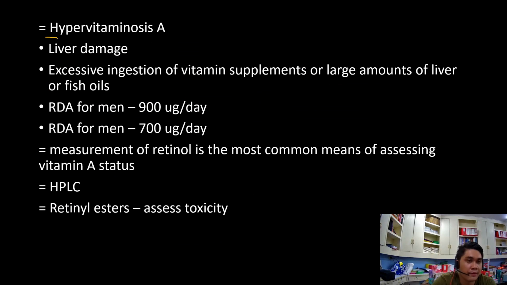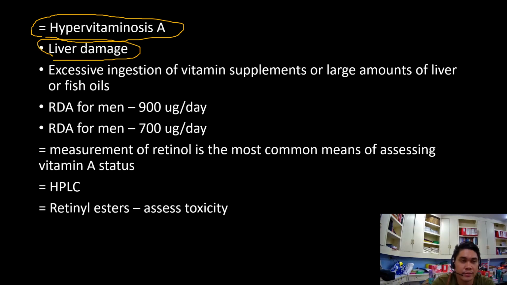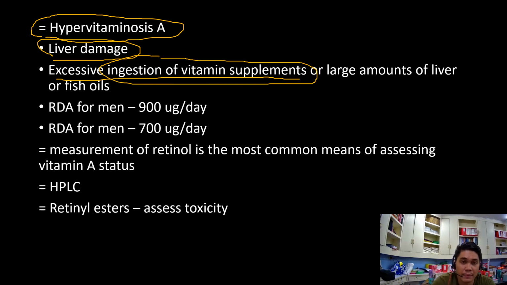Next is hypervitaminosis A, or excess of vitamin A. It can cause liver damage due to accumulation of vitamin A, an excess concentration or level of vitamin A in the liver. The cause is excessive ingestion of vitamin supplements: excess ingestion of vitamin A supplements or a large amount of liver or fish oil, because liver and fish oil contain plenty of vitamin A.